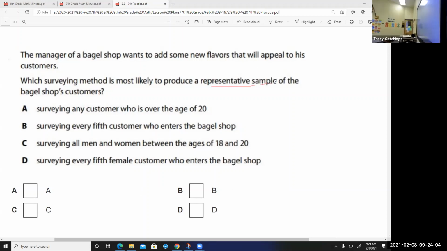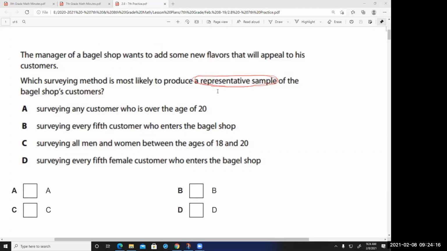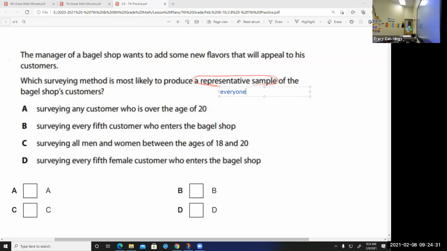All right, so before we even move into trying to answer this question, what do we say a representative sample is? Everybody vote. Representative sample, anybody? What is it? We can't answer a question if we don't know what it's asking. Population as a whole.